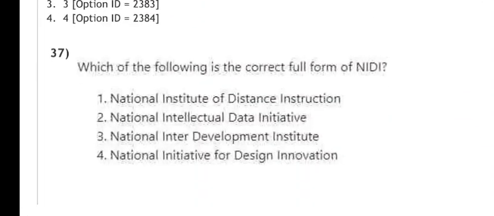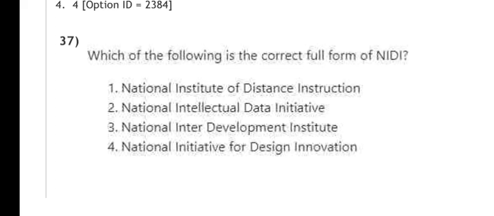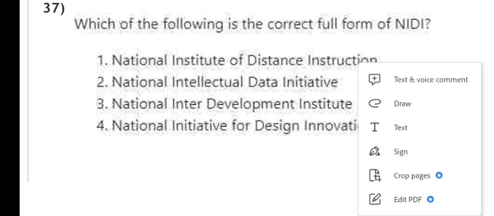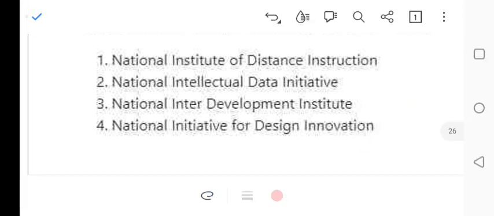Next, which of the following is the correct full form of NIDI? 1, 2, 3, 4. National Institute of Distance Instruction, National Intellectual Data Initiative, National Interdevelopment Institute, National Initiative for Design Innovation. So it will be National Initiative for Design Innovation.